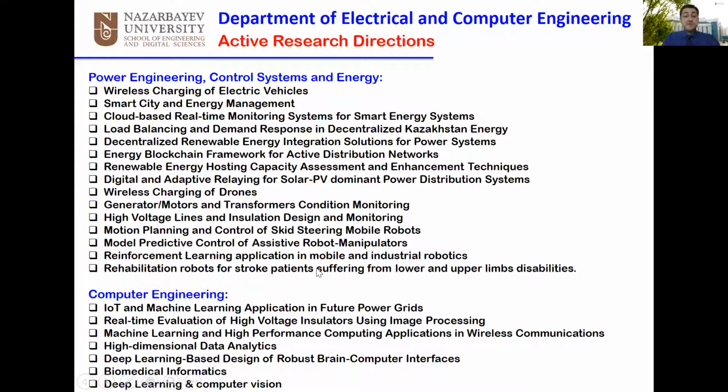We have IoT and machine learning. Let me move this part up, if I can. I'm not sure whether, yeah. Basically machine learning and high performance computing applications in wireless communication, and high dimensional data analytics. You see, it's quite a challenging task these days. All over the world, deep learning, you have heard about deep learning recently, is becoming really popular. Artificial intelligence, biomedical informatics, and computer vision. These are some of those topics, and of course many other topics which we didn't have enough room here to mention and explain.